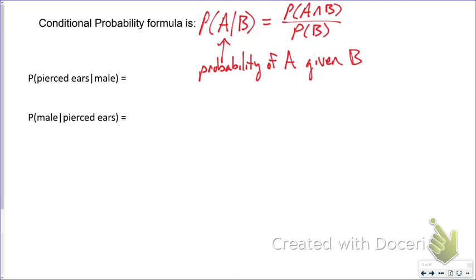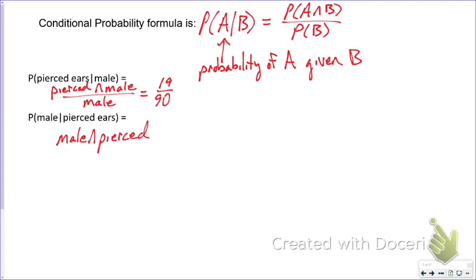So in this scenario, pierced given male, we were talking about pierced intersect male over all the males, which we already figured out was 19 out of 90. That second one is male and pierced, which, by the way, the order does not matter in the and statement. But in the given statement, it definitely changes the denominator.